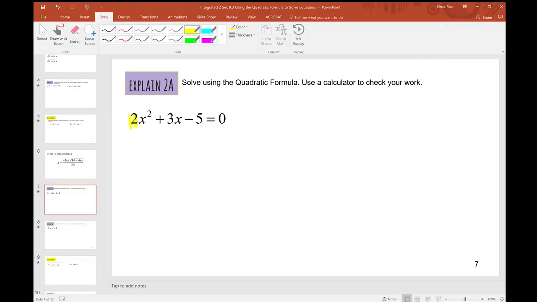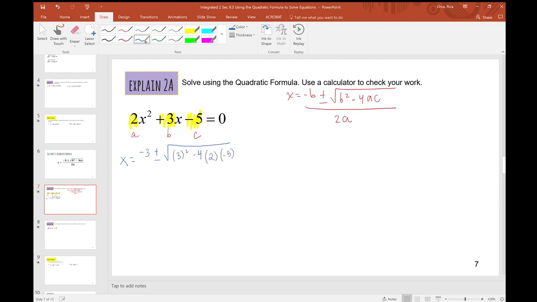So the first step is to label A, B, and C. A is 2, B is 3, C is negative 5. Write out the formula. X equals negative B plus or minus the square root of B squared minus 4AC all over 2A. So X equals negative 3, because that's what b is, plus or minus the square root of b squared, so 3 squared, minus 4, a is 2, c is negative 5, all over 2a, which is 2.